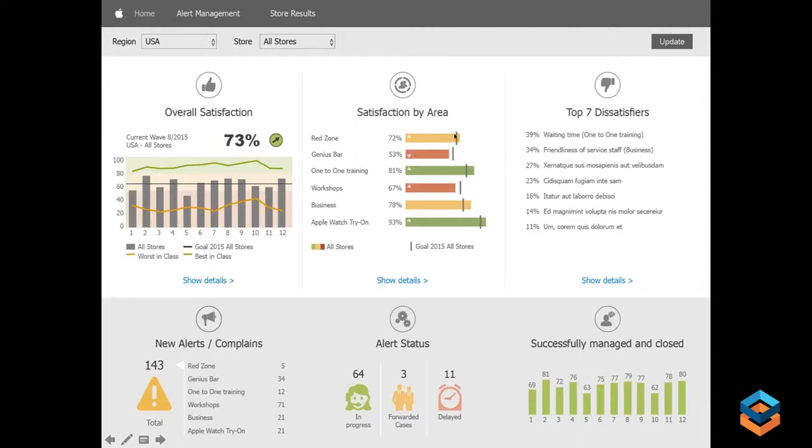And we're also starting to introduce another concept we have, which is closed loop, which is, if there's a complaint or an issue, where are they coming from? Are those alerts being followed up with? And how successful have they been managed to close?